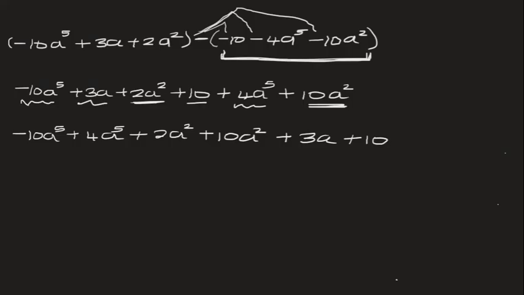So what are we going to have? Negative 10 plus 4 is going to be negative 6a to the power of 5. 2 plus 10 is going to be positive 12a to the power of 2. Add 3a, add 10, and this is our answer.